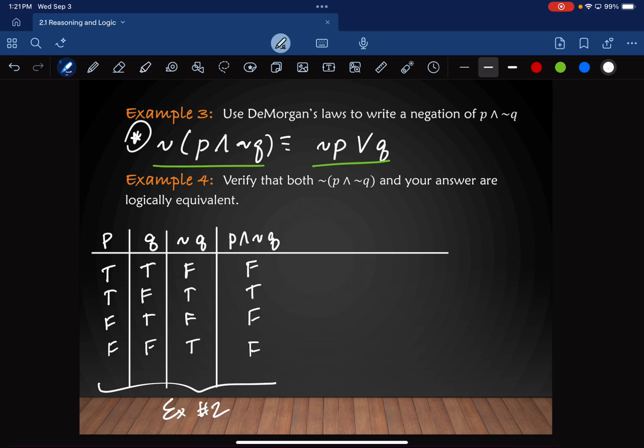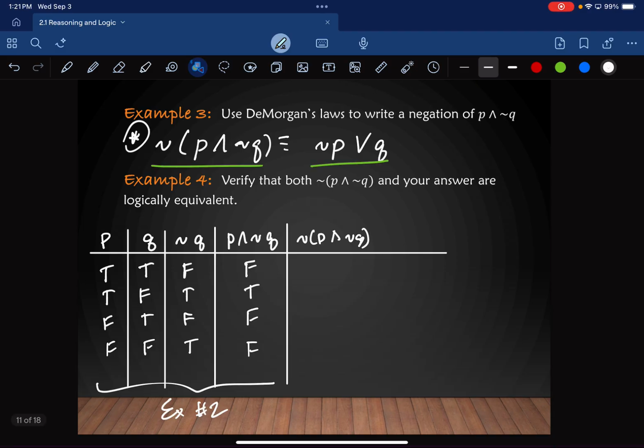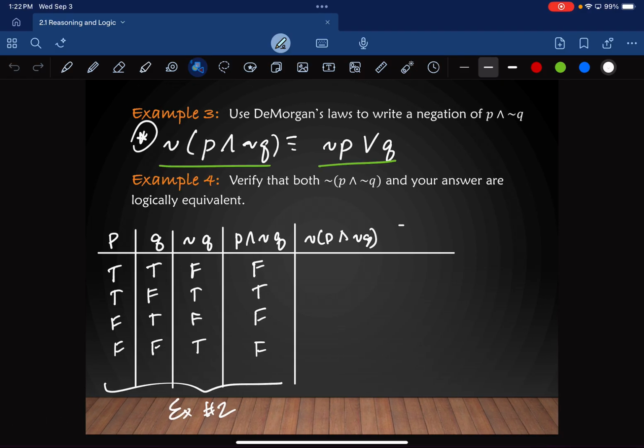The next column's new though. The next column actually takes the negation of this. So I need the negation of the P and tilde Q column. There we go. So I'm going to take the column that I have, and I'm going to do the negation of that column. All right, that's fine.